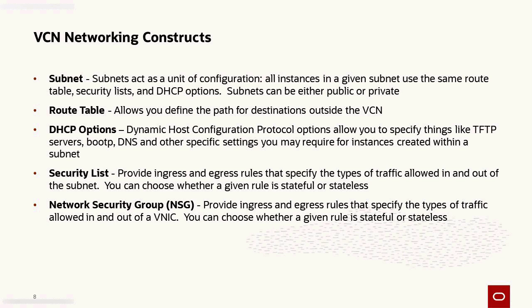DHCP options allow you to specify things such as DNS servers and FQDN search domains. A security list provides ingress and egress firewall rules for the entire subnet. And network security groups, another type of access policy within the VCN, also known as NSGs, are assigned directly to an instance VNIC. We will discuss all these resources in detail in the upcoming slides.